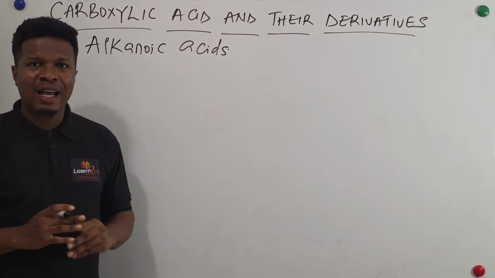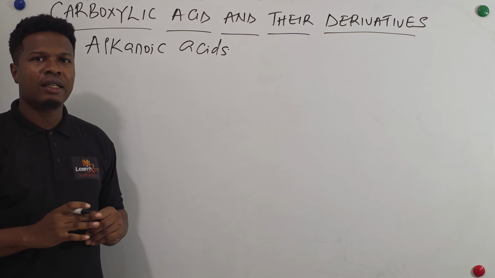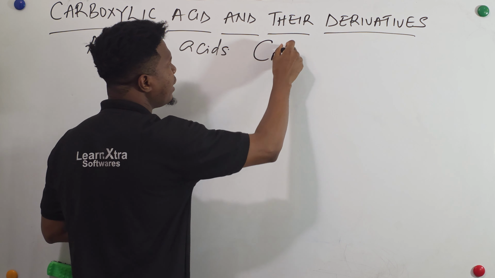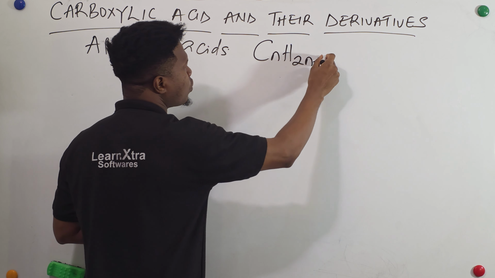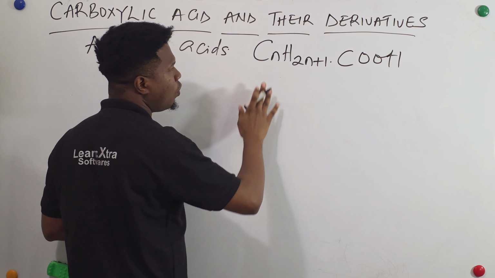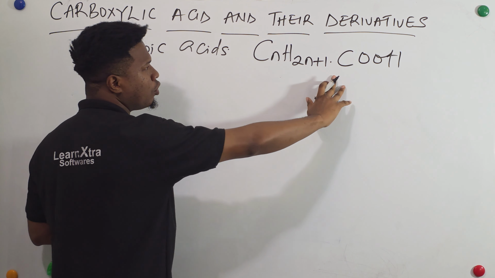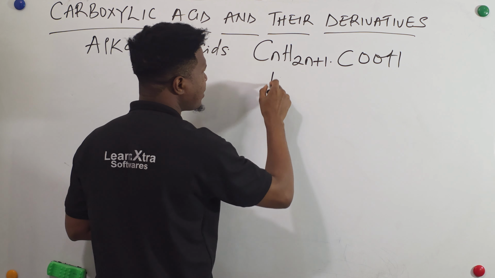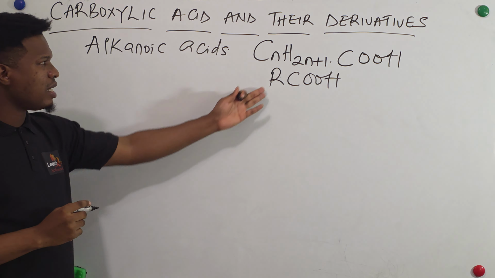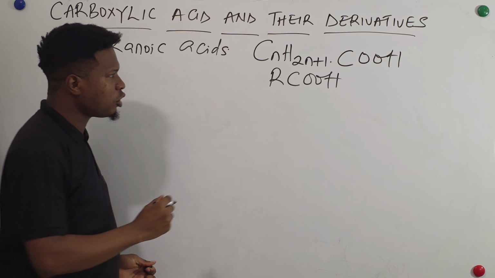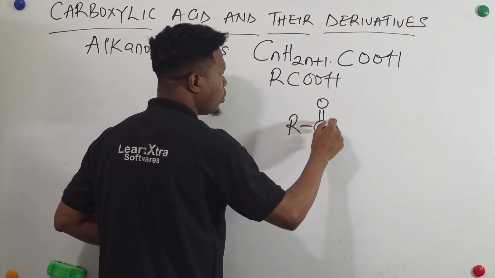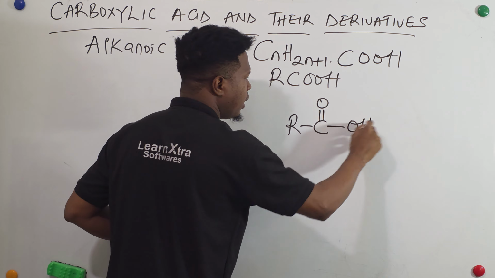The carboxylic acids are organic acids, and their general formula is CnH2n+1COOH. Of course, you know what this stands for, right? This is an alkyl group, so this can also be written as RCOOH. So how do we represent this functional group here? This functional group can be represented as RC double bond O single bond OH.